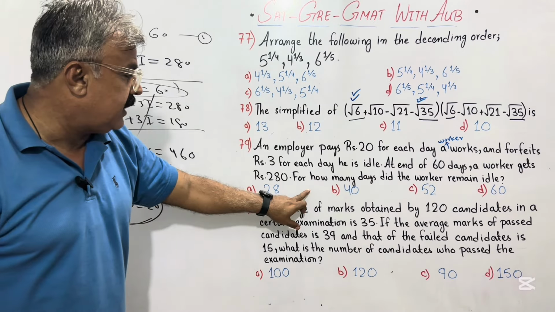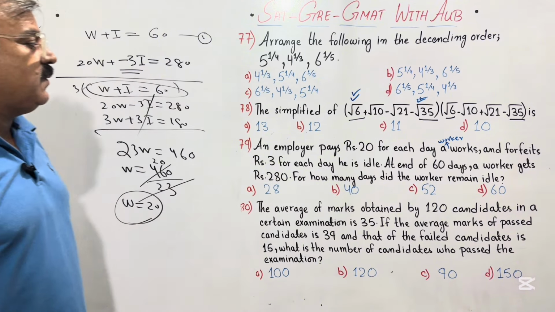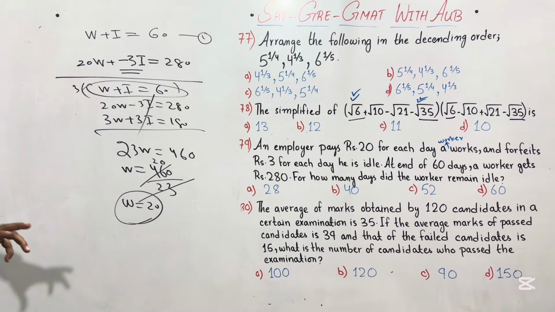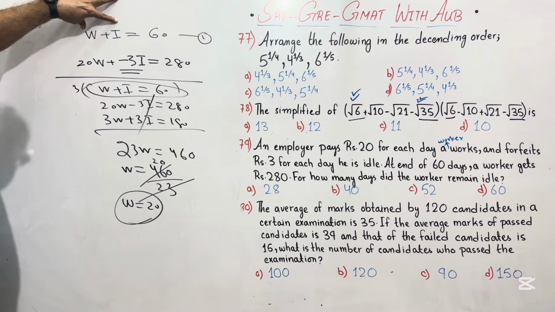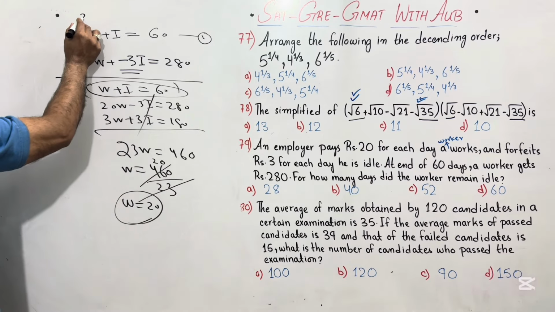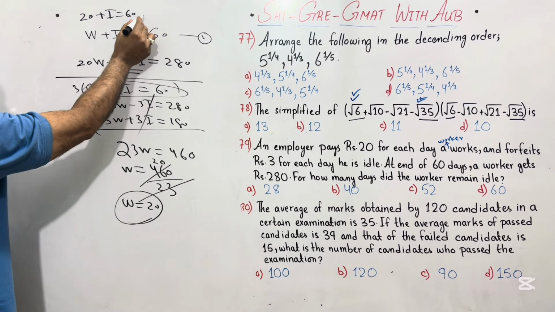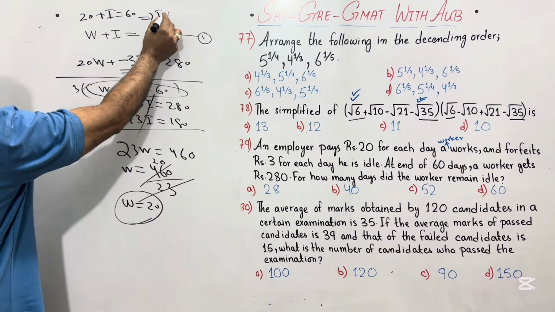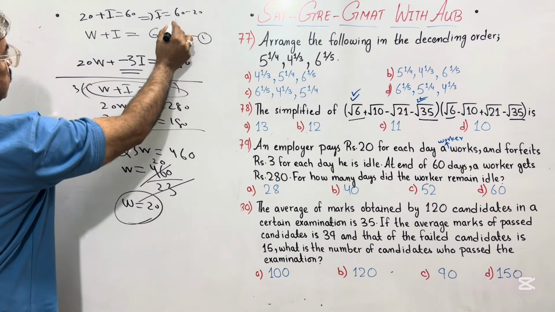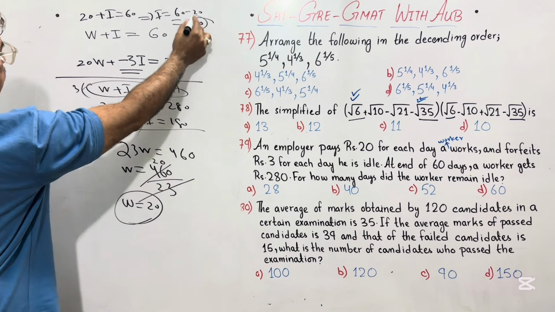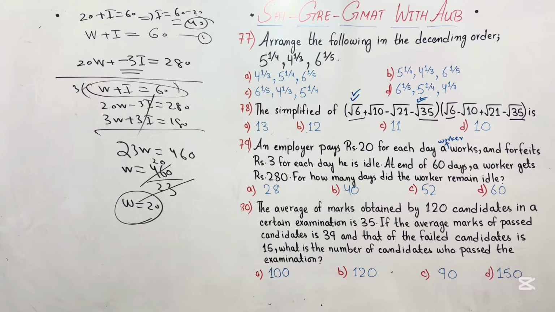We are asked to find for how many days the worker remained idle. He is not working, and the total is 60. Putting the value of W here, 20 plus I is equal to 60. This implies that I is 60 minus 20, which is 40 days. He remained idle for 40 days and worked for 20 days.